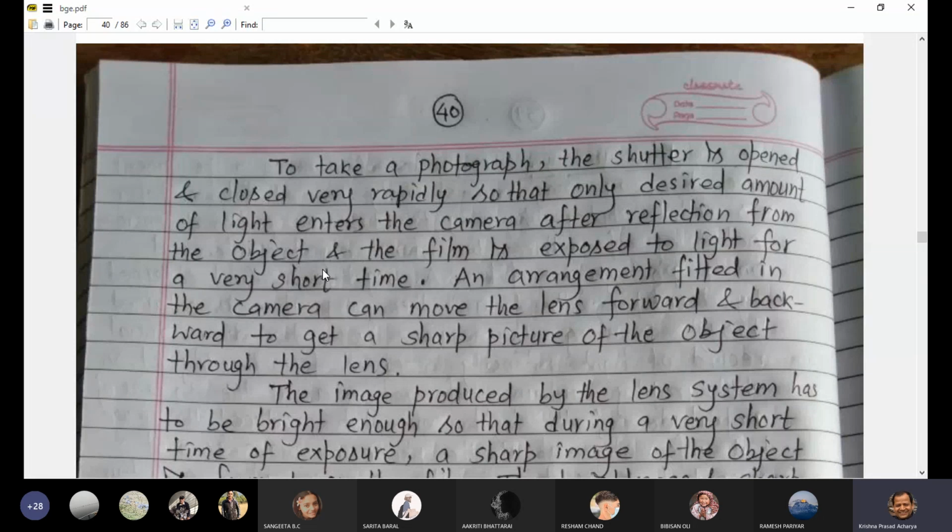So after reflection from the object, the film is exposed to the light for a very short time. An arrangement fitted in the camera can move the lens forward and backward to give a sharp picture of the object through the lens.